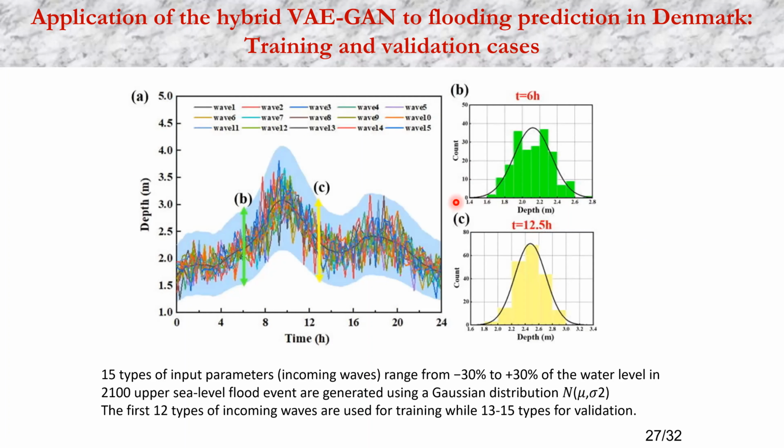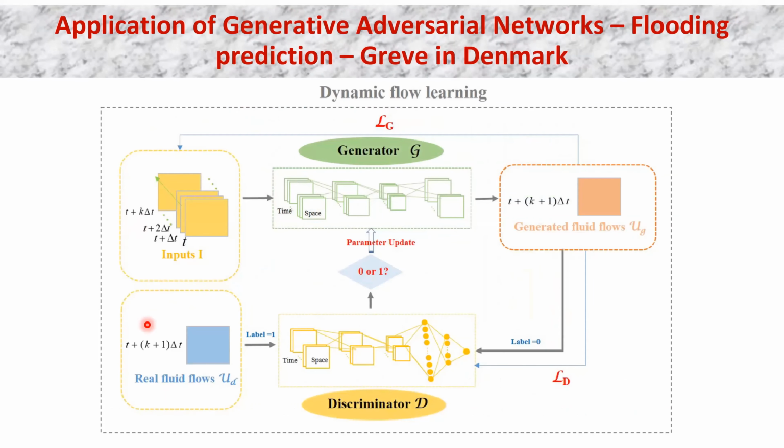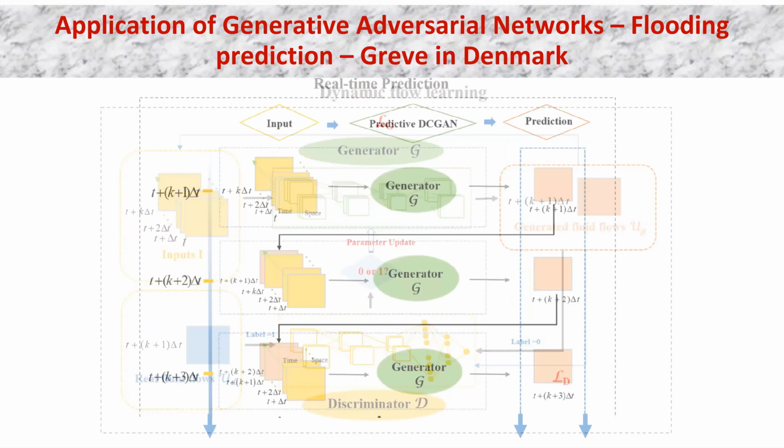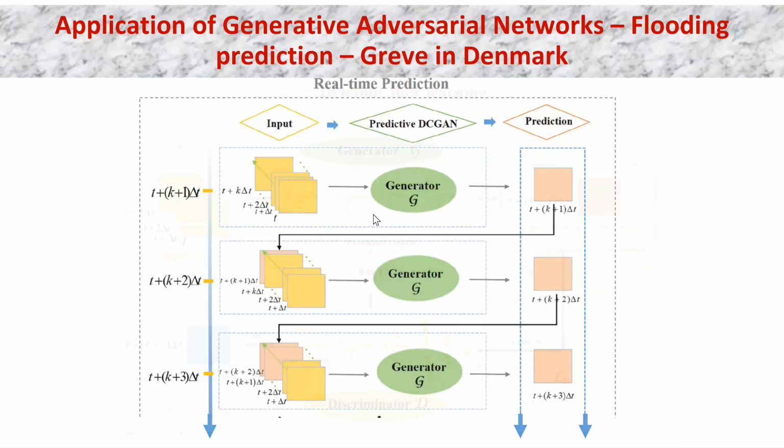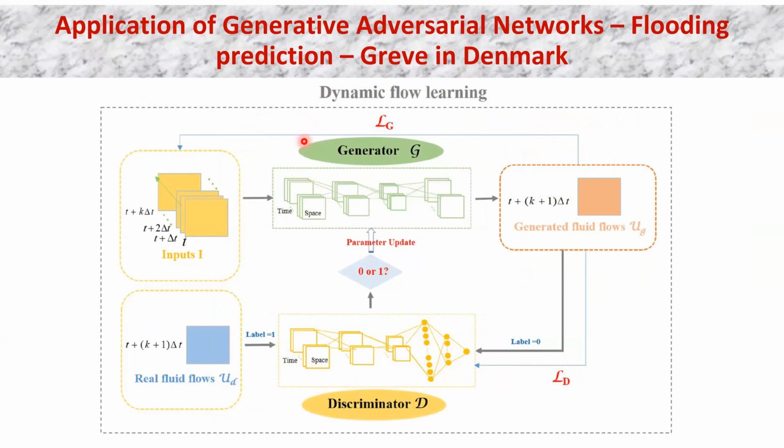Based on that, we use Gaussian distributions to generate about 15 different incoming waves. We use 13 of them as training data and 2 of them as validation data. After the training, this is the generator with our machine learning model. On the left is the input: the incoming wave, and the solution from the previous level.